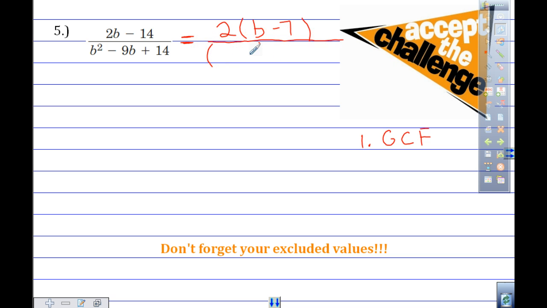And then on the bottom, what do we got here? Again, use the top as a clue. The goal is to cancel stuff out. There's a b minus 7 on the top. That more than likely will be a factor on the bottom as well, in order to have something that can cancel. Exactly. So we have what two numbers multiply to positive 14, add to negative 9. Knowing we have a negative 7 already, I just need a negative 2, and that works out. So we have a b minus 7 and a b minus 2.